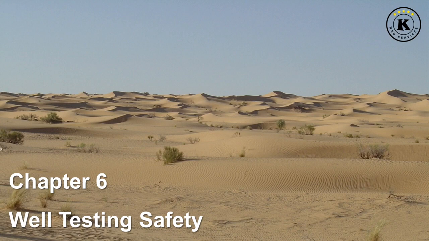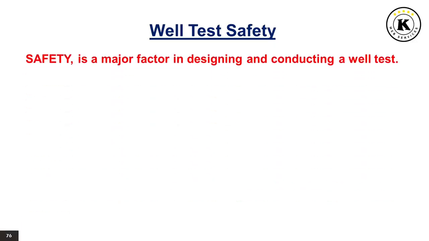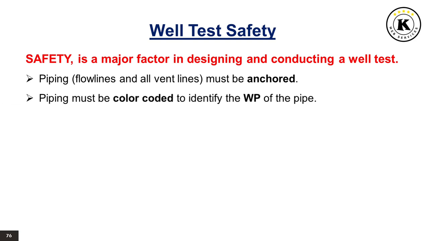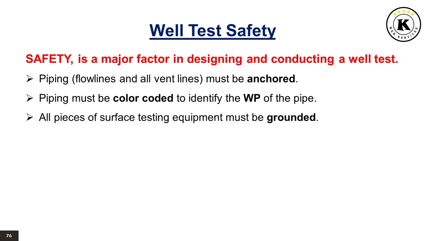Chapter 6. Well testing safety. Safety is a major factor in designing and conducting a well test. Piping, flow lines and all vent lines must be anchored. Piping must be color-coded to identify the working pressure of the pipe. All pieces of surface testing equipment must be grounded.